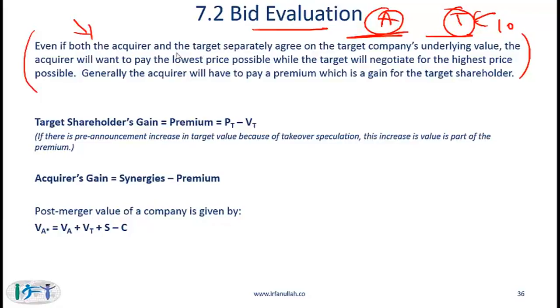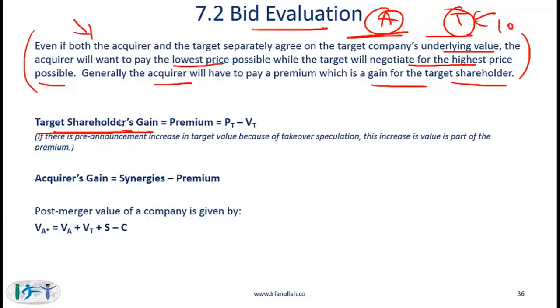Even if both the acquirer and target separately agree on the target company's underlying value, the acquirer will want to pay the lowest price possible while the target will negotiate for the highest price possible. Generally the acquirer will have to pay a premium, which is a gain for the target shareholder. If the acquirer is not paying any premium, then what's in it for the target? So there needs to be a premium. All right, now let's say that a certain premium is paid. Then what is the benefit to the target shareholder?